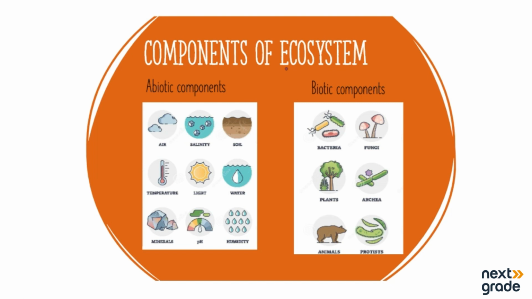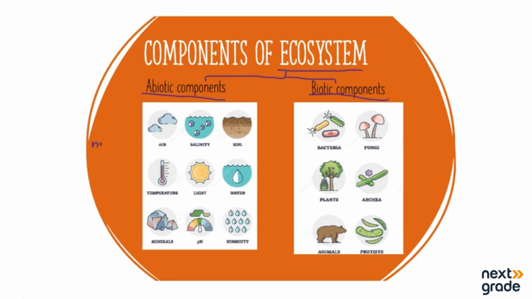Hello students, in today's video we are going to learn about the different components of an ecosystem. So basically there are two components of ecosystem that are abiotic components and biotic components, right? Abiotic components are the components that are non-living.